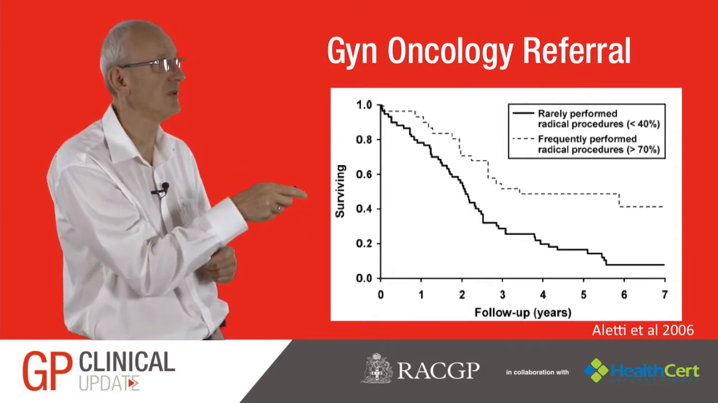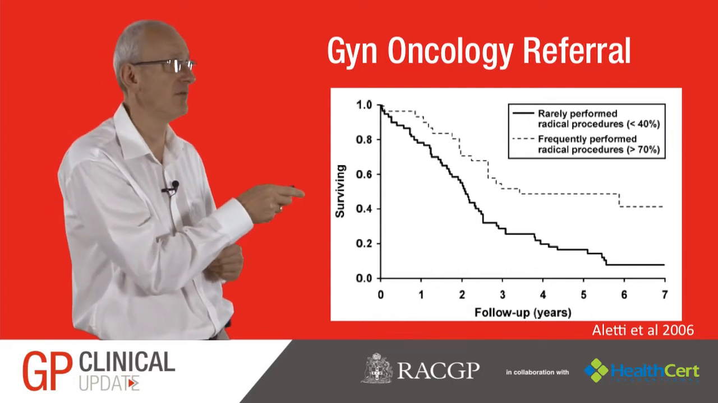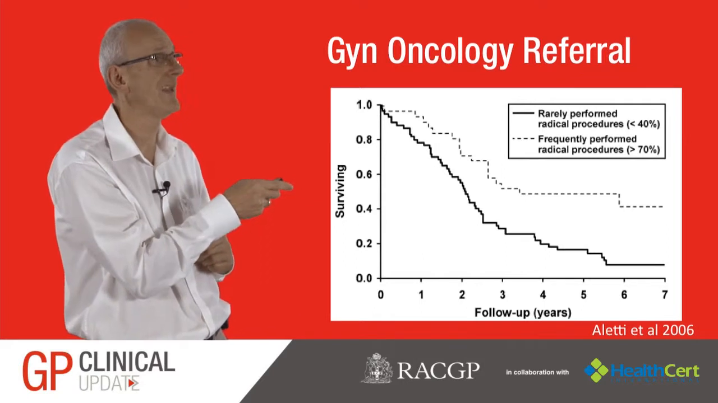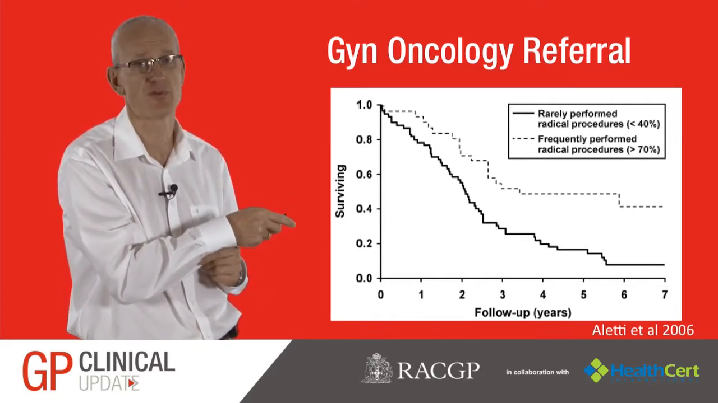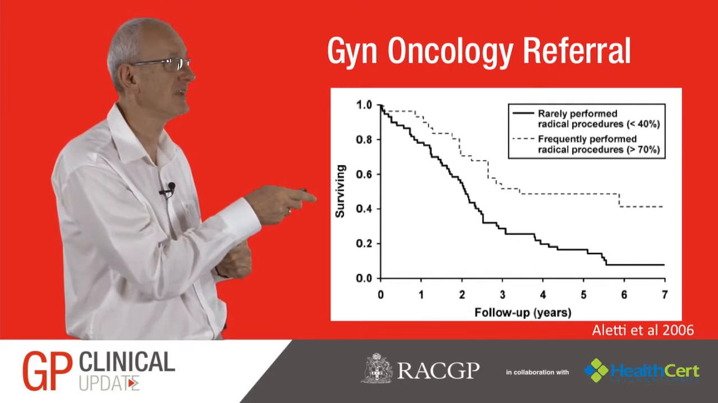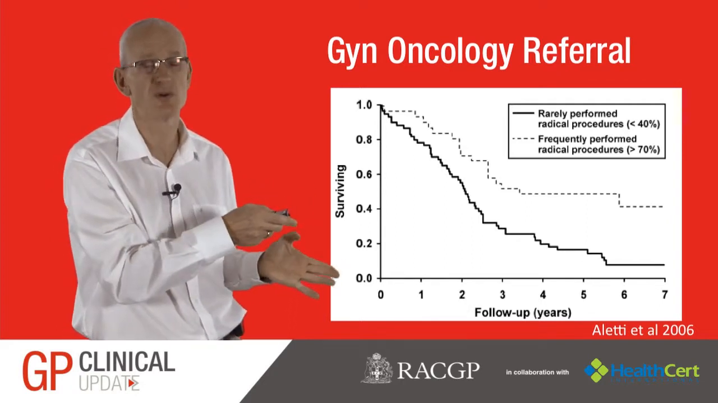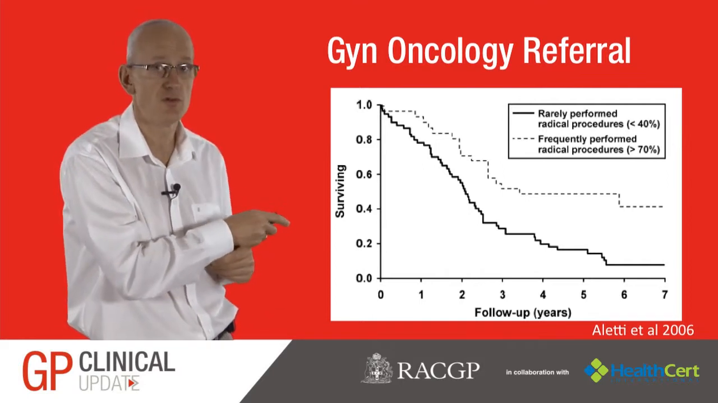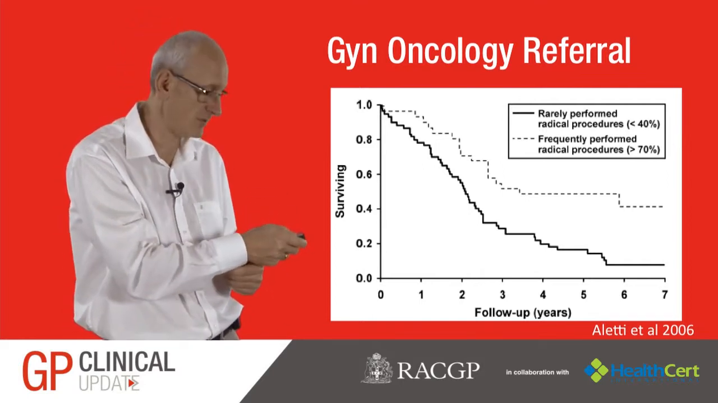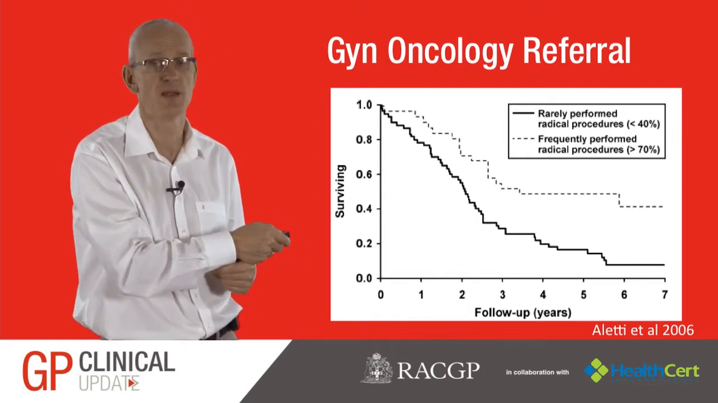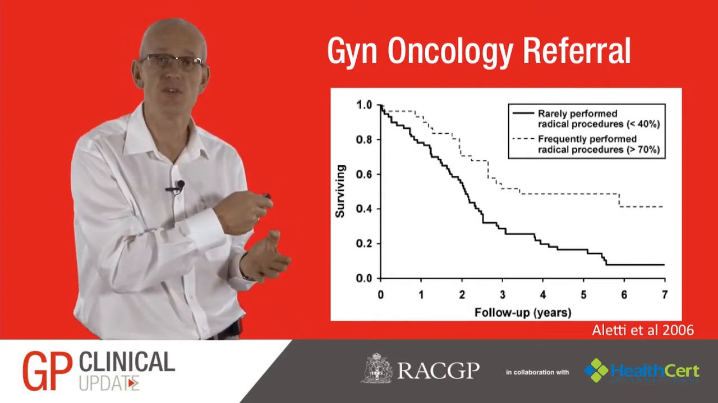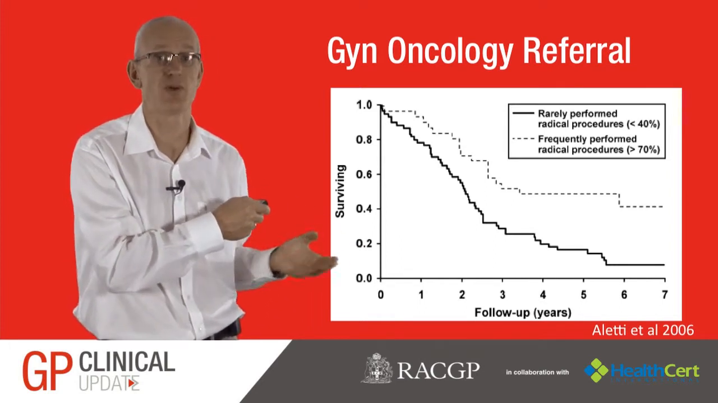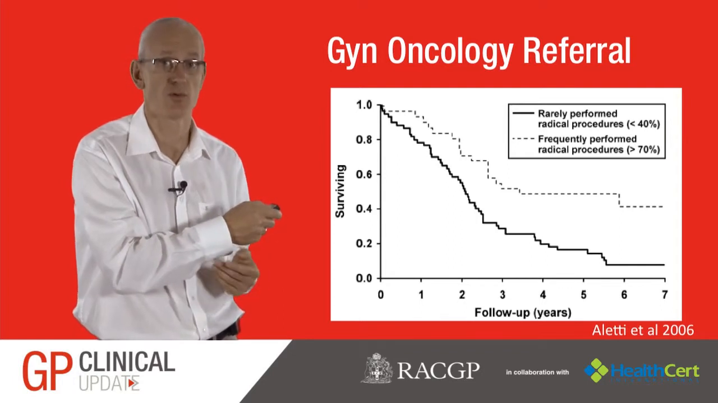Below that, the continuous line is the survival probability of patients who had surgery with a surgeon who hardly ever performed radical procedures for ovarian cancer. And you can see that their survival is almost zero at 5 or 6 years. So yes, the institution, the hospital, the surgeon is a prognostic factor, and I do recommend that if you see patients with ovarian cancer, you refer directly to a gynecological oncologist rather than to a general gynecologist.